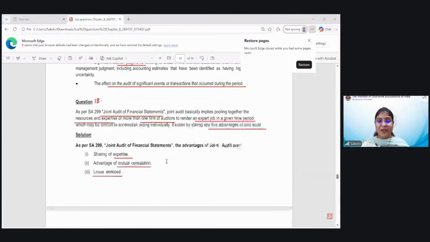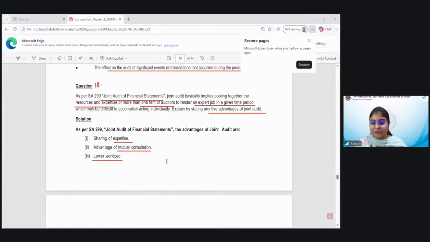Okay. Come to question number 18. Are you all ready? Okay. As per SA 299, joint audit of financial statements. Joint audit basically implies pooling together the resources and expertise of more than one firm of auditors to render an expert job in the given time period, which may be difficult to accomplish acting individually.